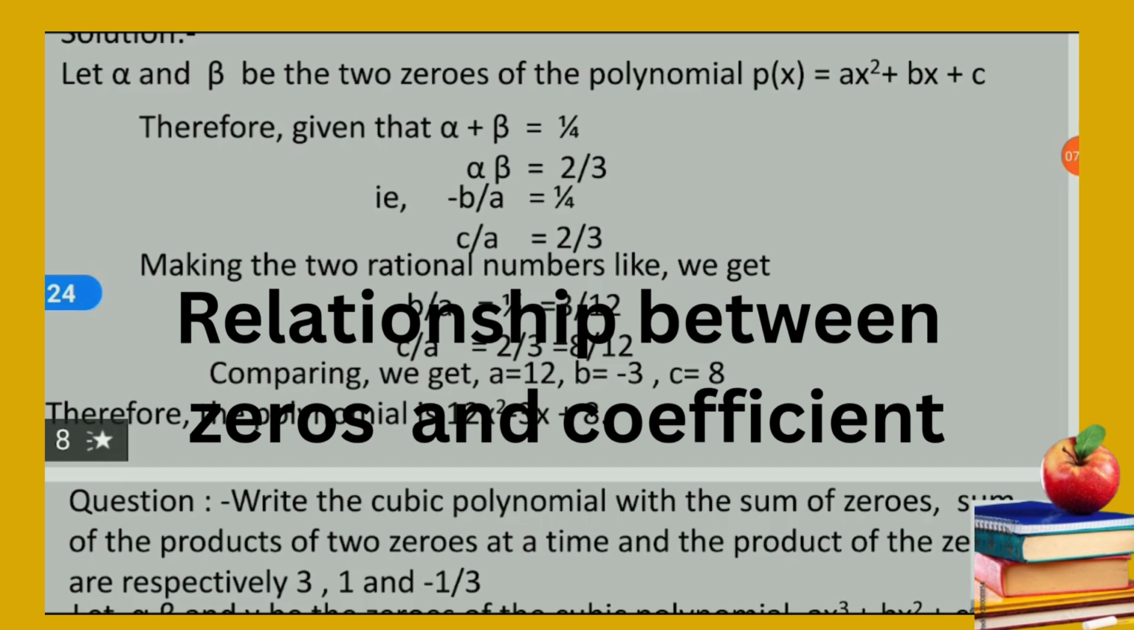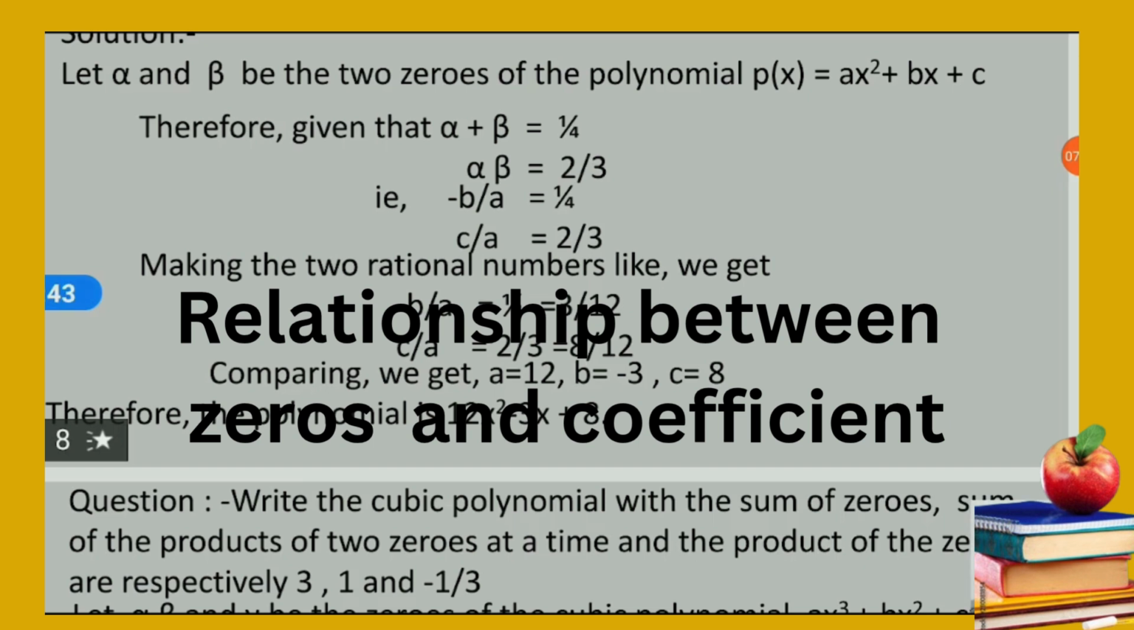What is the standard form of the polynomial? ax square plus bx plus c. That is 12x square minus 3x plus 8. I think you can understand that problem. Shall we move to the next problem?